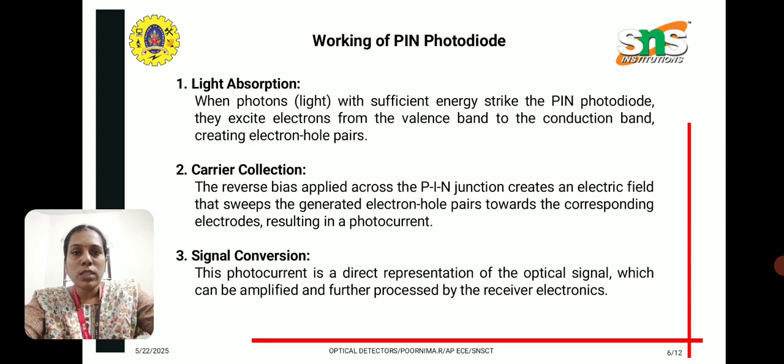When photons strike the pin photodiode, it excites the electrons, so that it creates electron hole pairs. When the reverse biased PN junction creates the electron hole pairs, it results in the photocurrent. This photocurrent is converted into an electrical signal by amplifying it, and then we can get the output from the receiver circuit.